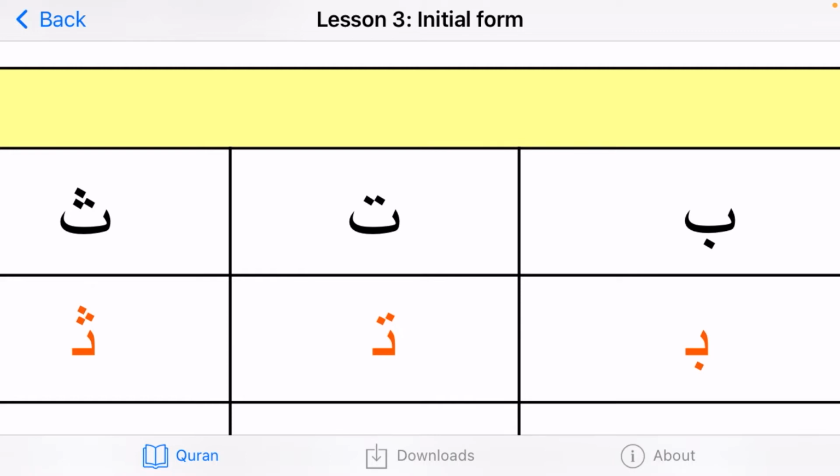Ba, ta, and tha in the initial, in the middle, and in the end of the word, they're all going to look the same. In this case, in the beginning and in the middle and in the end, two other letters join this similarity, which is nun and ya. Nun and ya are also going to have the same shape. This is the importance of knowing where the dots are in the different letters that look similar. These letters all look similar, especially in these places in the word. They all look similar, only the dots differentiate them.